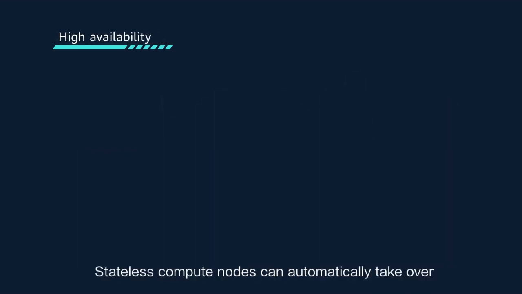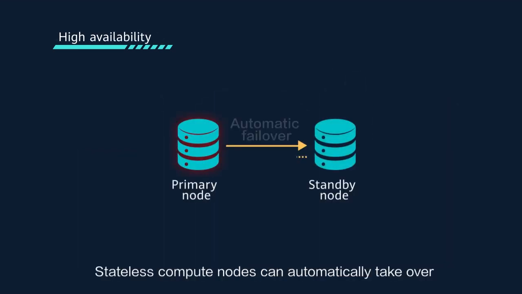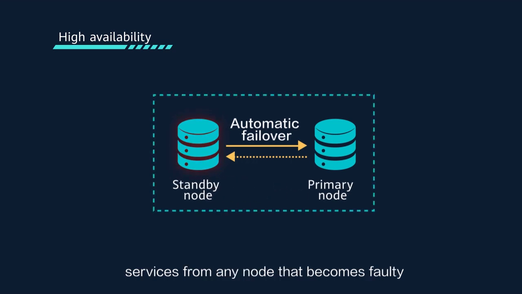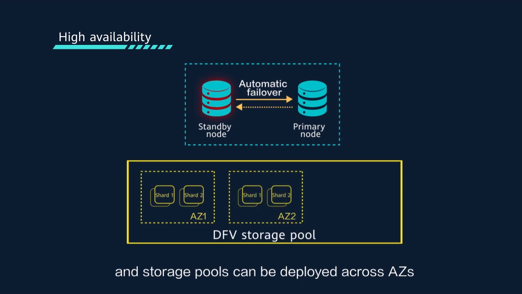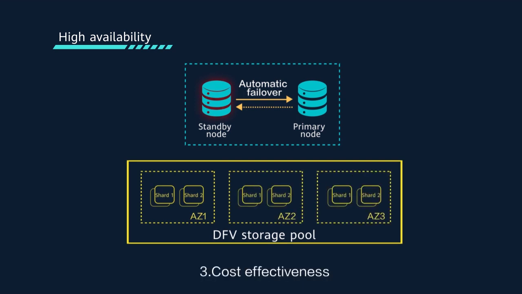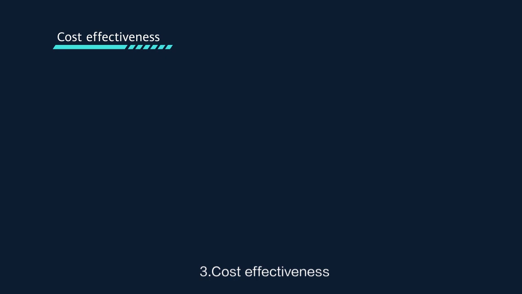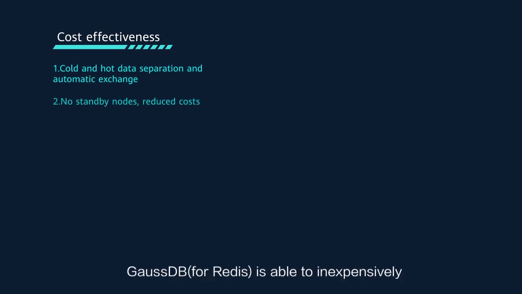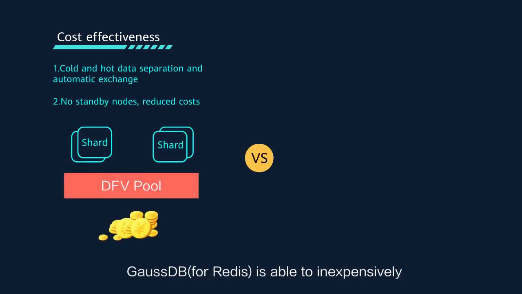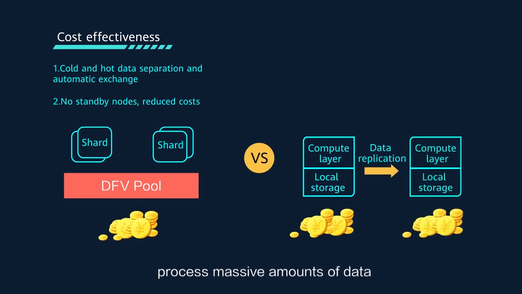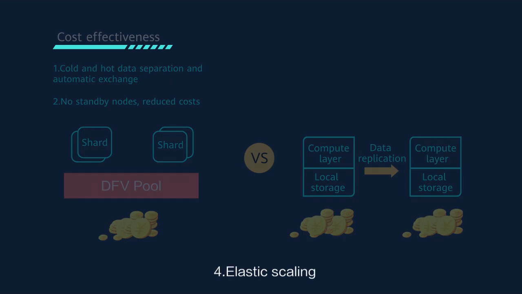High availability. Stateless compute nodes can automatically take over services from any node that becomes faulty, and storage pools can be deployed across AZs. Cost-effectiveness. Thanks to a shared storage pool, GaussDB for Redis is able to inexpensively process massive amounts of data.